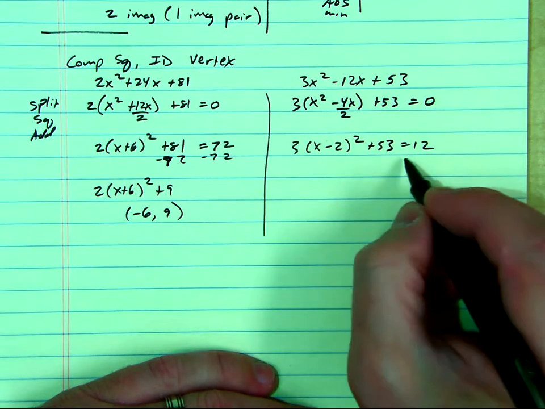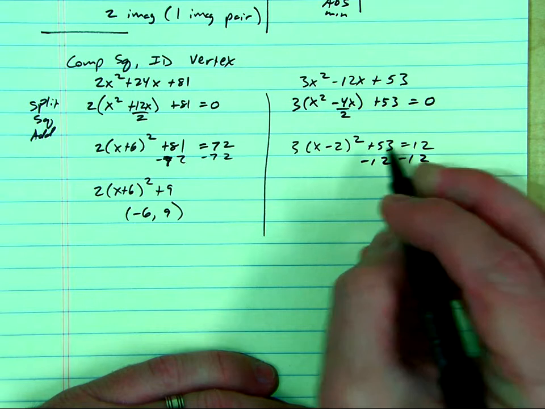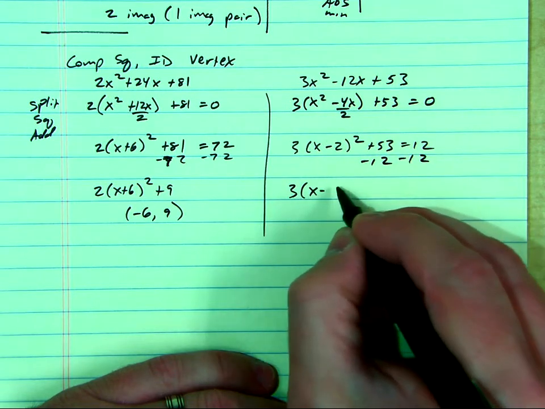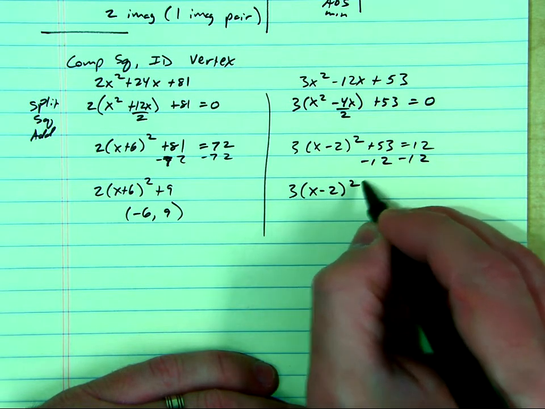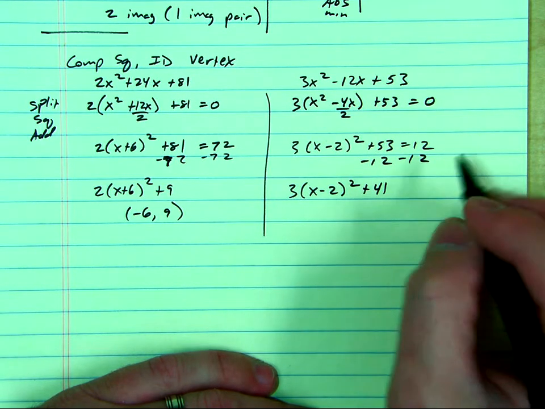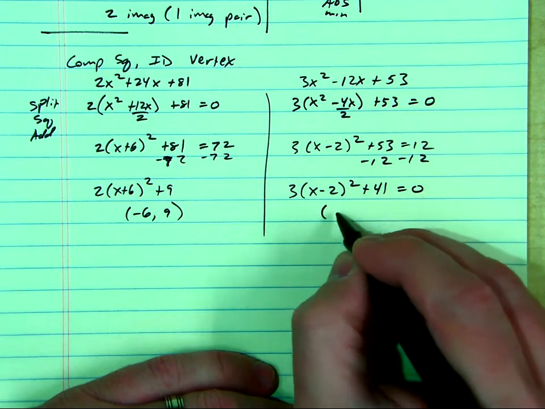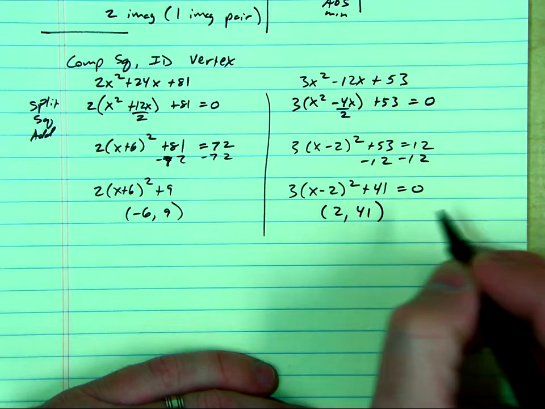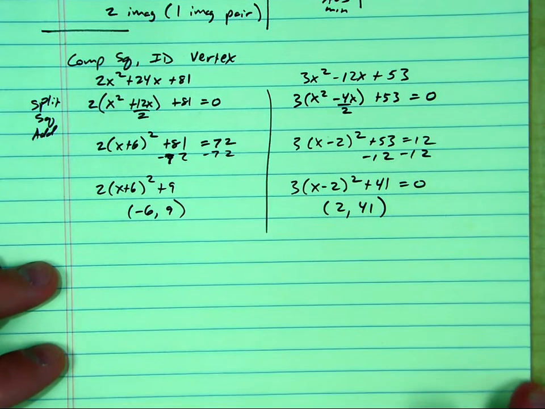Yep, did it right. So subtract 12, and our equation is 3 times the quantity x minus 2 quantity squared plus 41, I think. And the vertex is going to be 2, 41. Okay, so that's completing the square to identify the vertex.